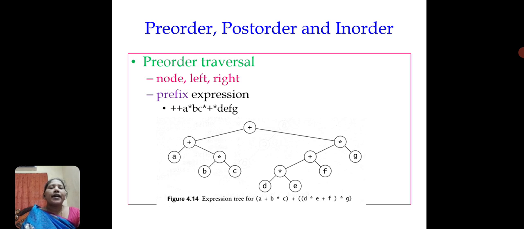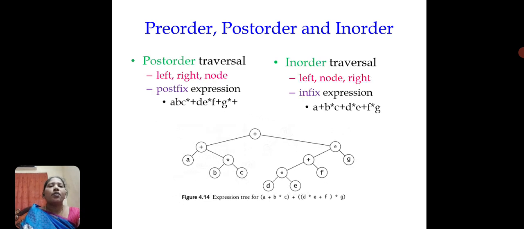Next, in the right subtree, star is a root node, so you print that star, and then the left of star is plus. Since it is a root node, you print plus. After that plus, you check the left of plus, that is star. Since star is also a root node, you print star. Then the left child of star is D and the right child is E, so you print D and E correspondingly. And then the right child of plus is F and the right child of star is G. In this way you print the pre-order traversal.